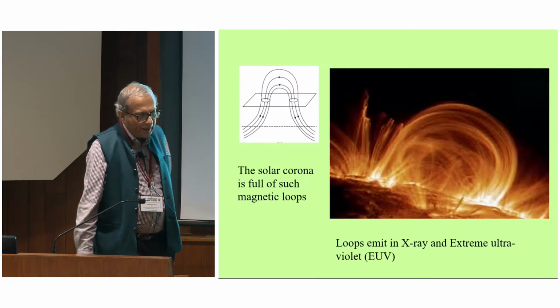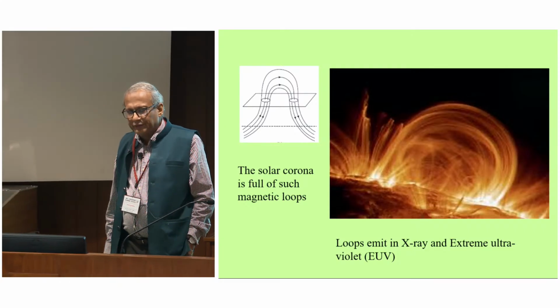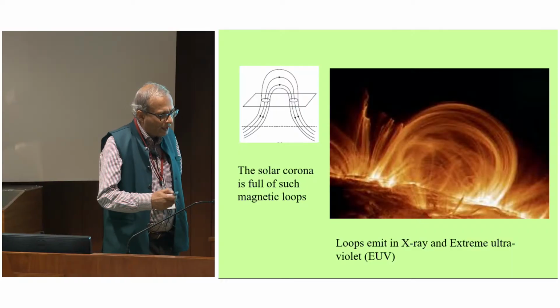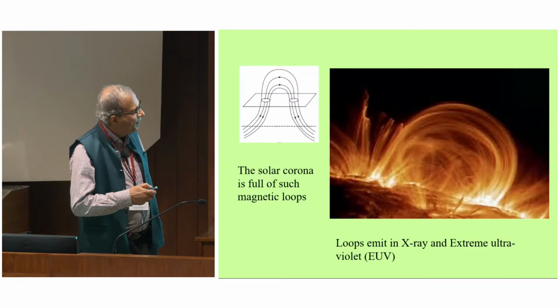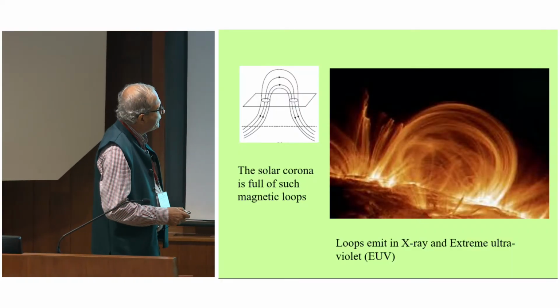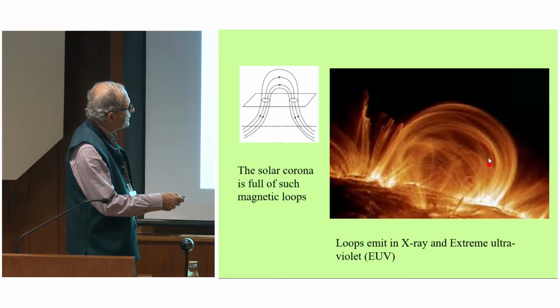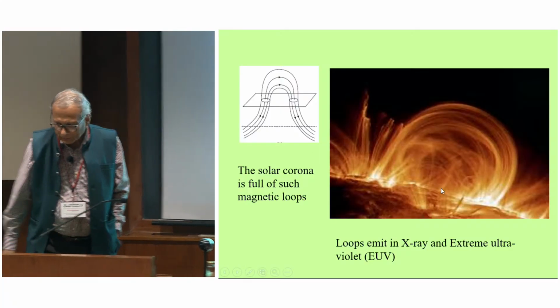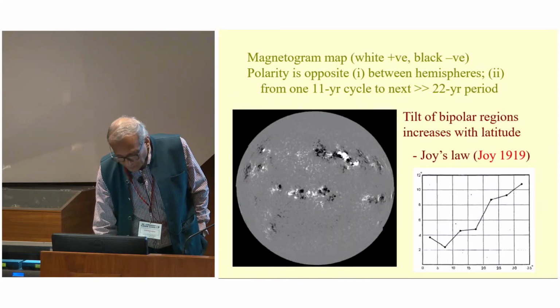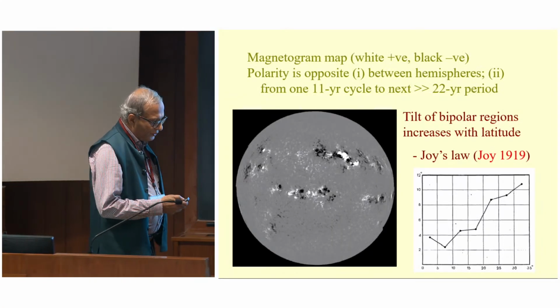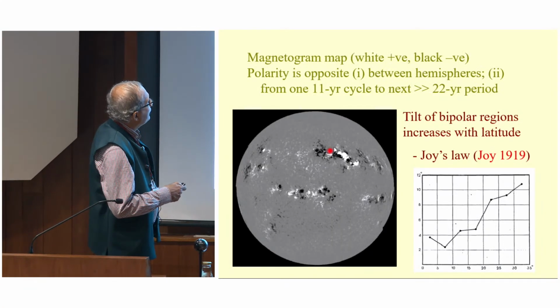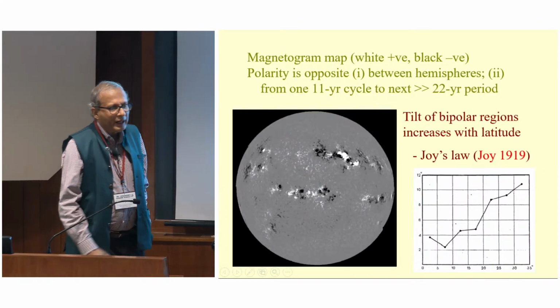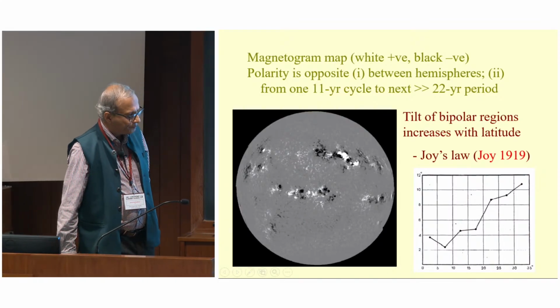During the last few years, solar astronomers have developed ingenious techniques for mapping, for imaging these magnetic loops in the corona, and here you see some beautiful magnetic loops. And now I show you something which I find absolutely fascinating, a magnetogram map of the solar disk.